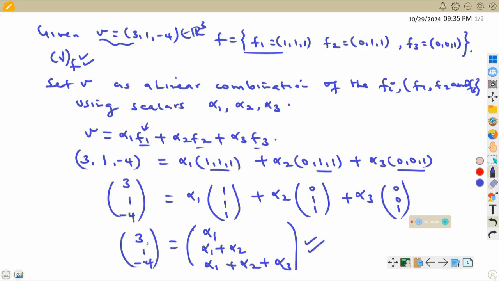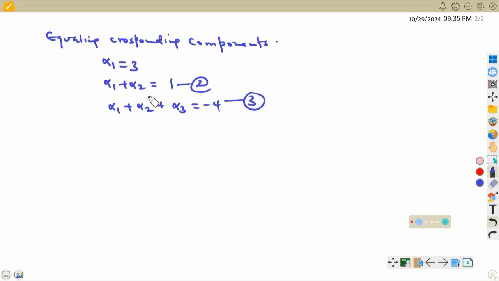Equating these two, if the two must be equal, then the corresponding components must as well be equal. So we shall equate alpha 1 to 3, alpha 1 plus alpha 2 to 1, and alpha 1 plus alpha 2 plus alpha 3 to negative 4. So doing so, we obtain these equations. Let us try to manipulate these equations.